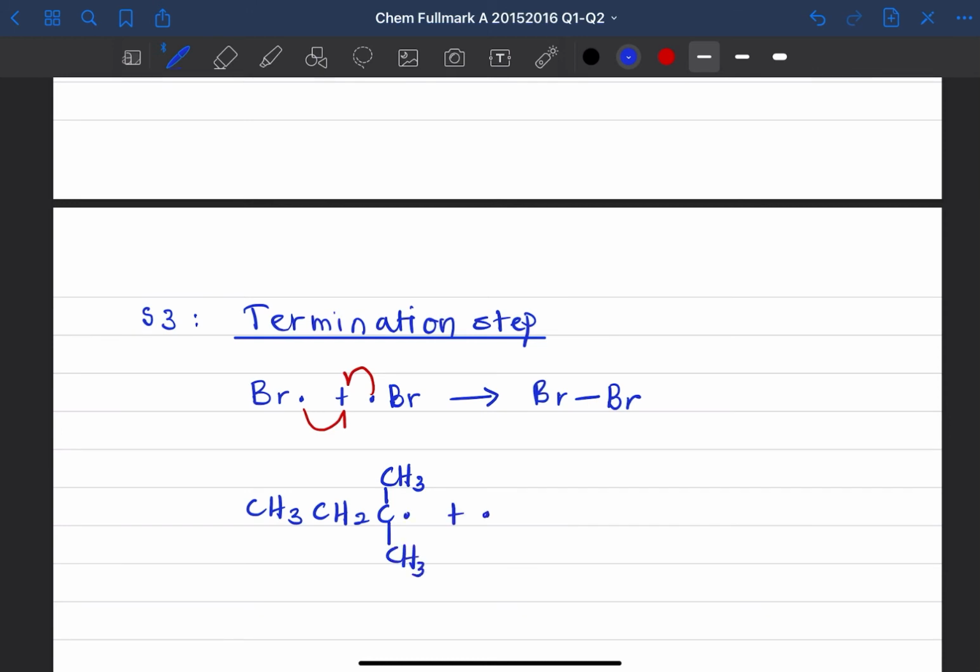Plus the bromine free radical. So they will form a bond. So the product will be CH3, CH2, CH3, CH3 (CH3CH2CH3 plus Br). So carbon and bromine will form a bond.